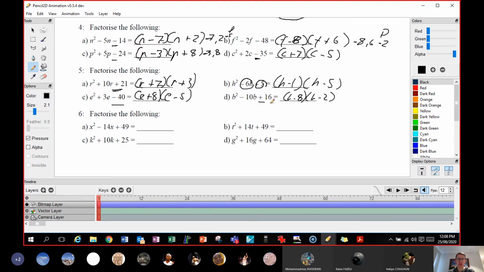So hopefully you can start speeding it up. Here, we're looking for the same. They both need to be negative. Two numbers that multiply to give you 49, negative 14, is going to be x minus 7 and x minus 7. So that's going to be x minus 7 squared.